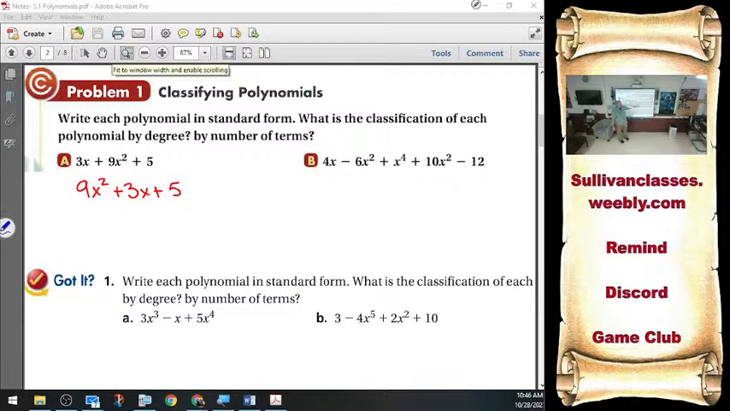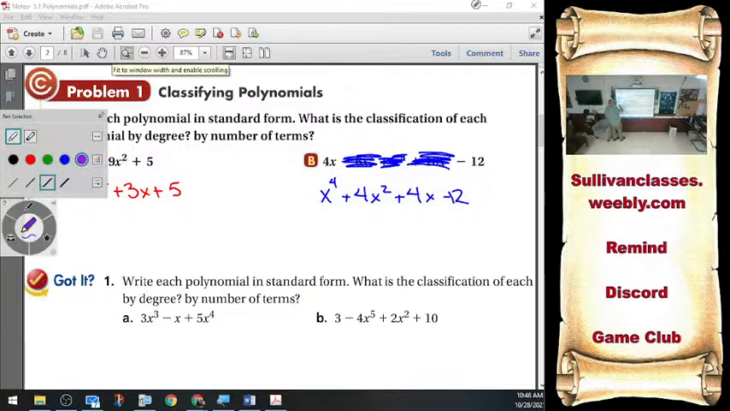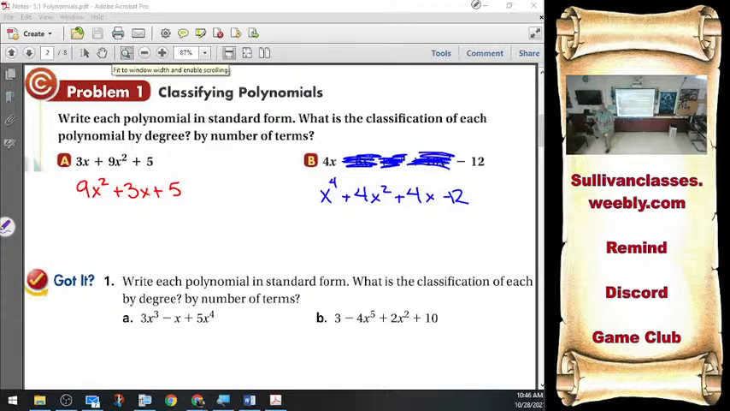So, first of all, who's the big dog? Who goes up front? X to the fourth. You still need to combine like terms, too. Now that I have put it in standard form, both of these, let's name them by number of terms and degree.